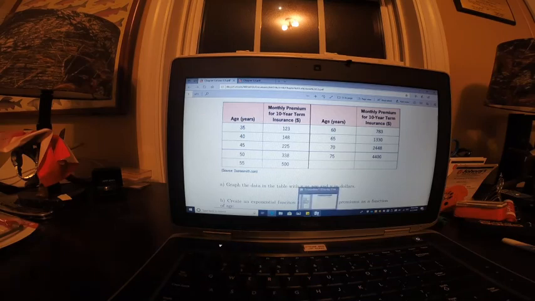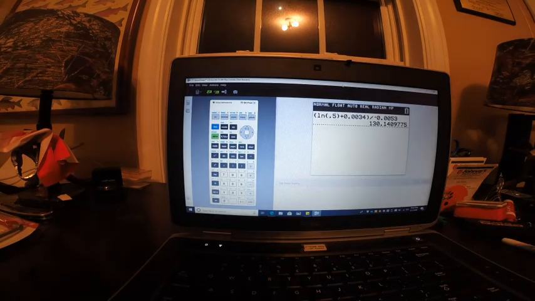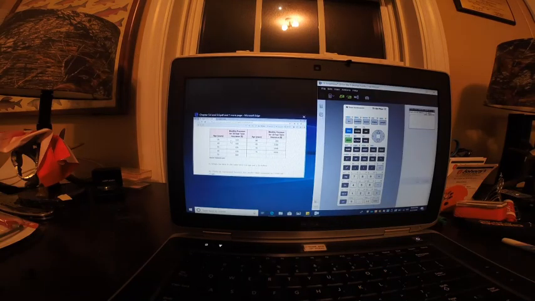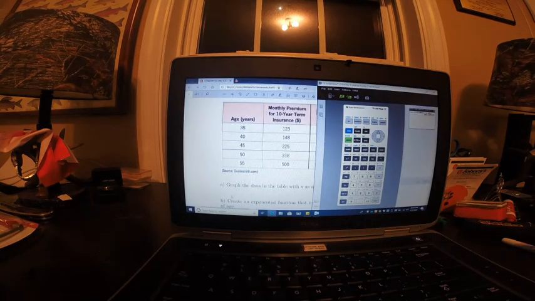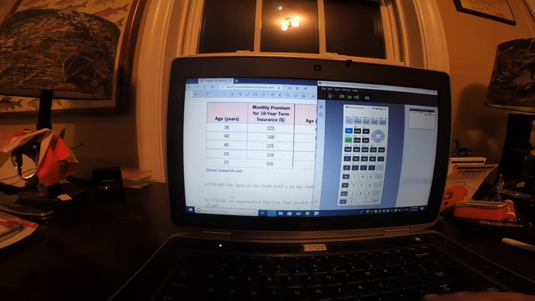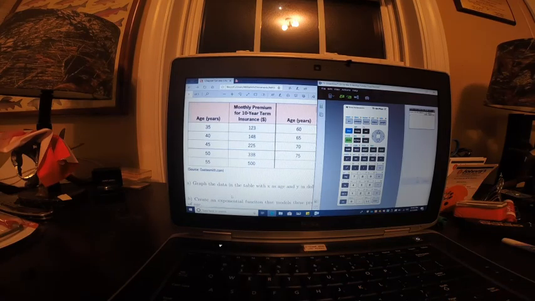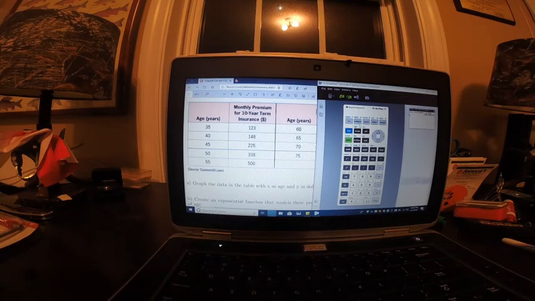If you bring up your TI, which is what I'm going to do, I'm going to put it split screen so that I can see all the data to type in. So we're going to use age as X and monthly premium for 10-year term insurance as Y. Make sure everything's cleared out. I'm going to go ahead and clear the whole calculator out. I'm going to go to Stat. So hit your Stat button, go Edit, and you're here at your list.